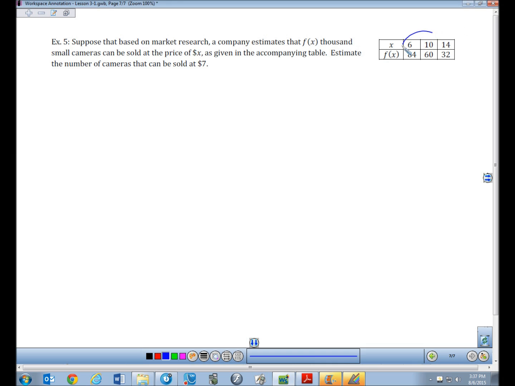The best we can do is use these two values that are closest to 7. 7 falls between 6 and 10. So we need a point and we need a slope. Now, the point that we're going to have to use is the closest of the 2 points. Well, 7 is closest to 684. So that's the point we're going to be using for this problem, for this linear equation.